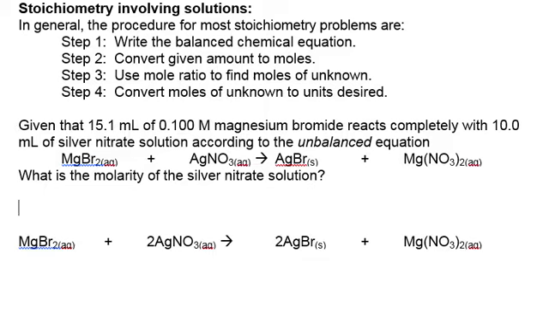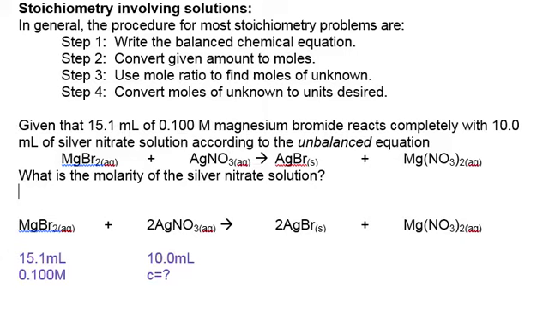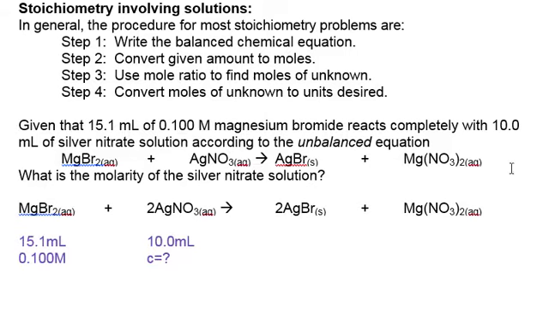So I always like to take my known values and put them right underneath what I've got in my equation. So when we have that, we can see there's enough information about the magnesium bromide to determine moles, but there's not enough information about anything else. So step 2, convert given amount to moles. The only thing we know enough about to convert to moles is our magnesium bromide.